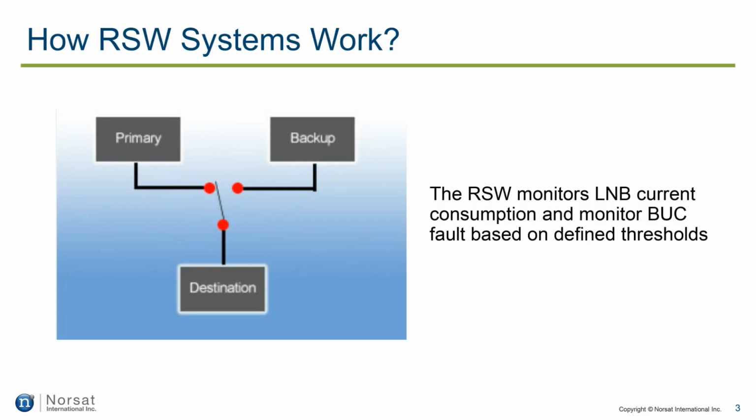1. Monitoring. The RSW system continuously monitors the health and performance of the primary component. 2. Detection. If a failure or performance degradation is detected, the system triggers a switch. 3. Switching. The RSW system seamlessly switches to the backup component, often within milliseconds. 4. Continuity. Communication is maintained without interruption, ensuring minimal downtime. As you can see, the RSW system acts as a safety net, ensuring that satellite communication remains reliable, even in the face of hardware failures.